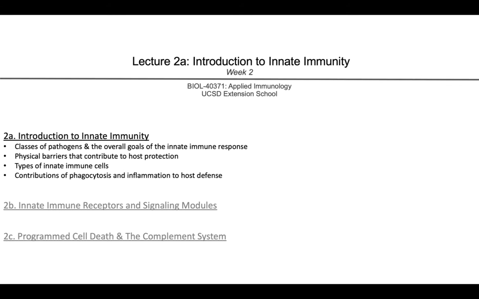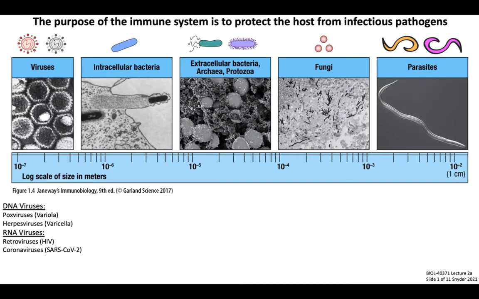promote inflammatory signaling. As a reminder, this is just the first of 3 lectures this week, so 2B will introduce categories of innate immune receptors and their signaling mechanisms, while 2C will introduce 2 additional layers of innate immunity, which are programmed cell death and complement.